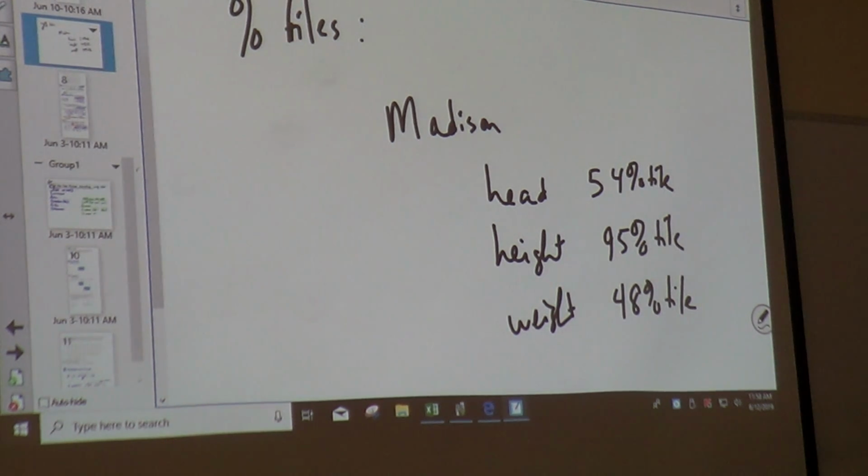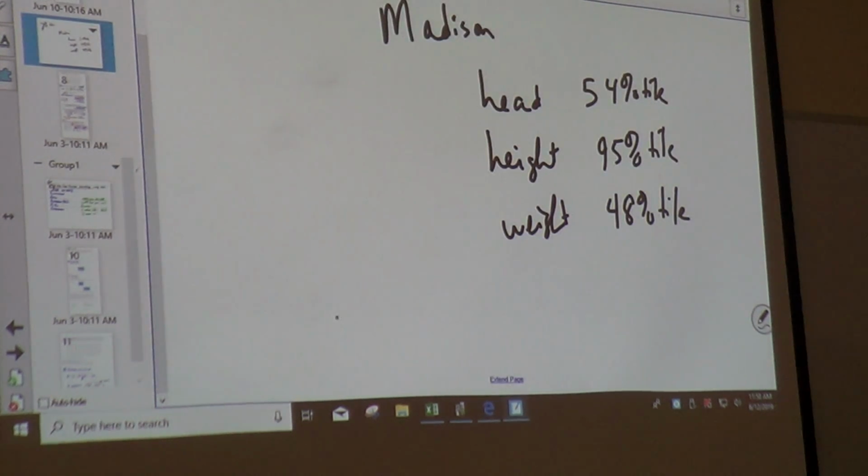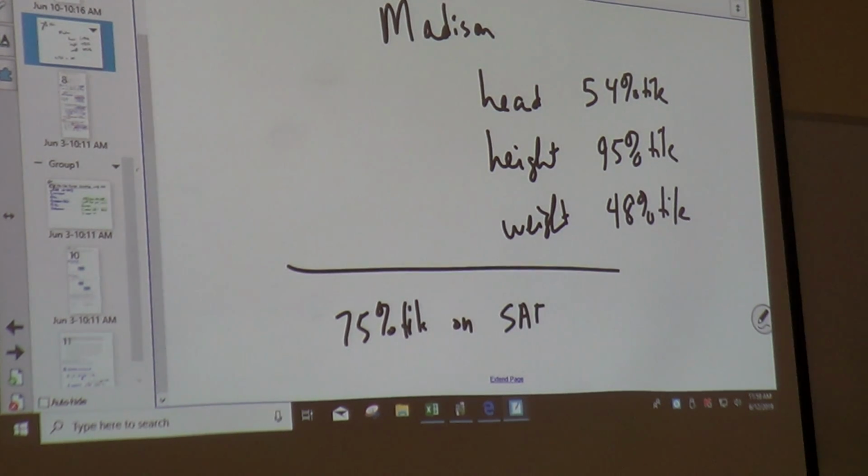So if I say that you were in the 75th percentile on the SAT, what percent scored above you? 25. What percent scored below you? 75. So you need to understand what percentile means as far as who's below you and who's above you. Make sense?